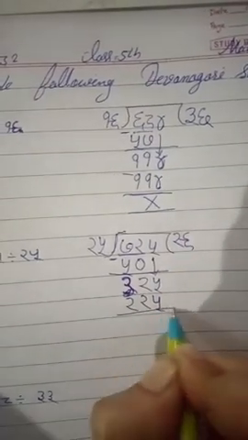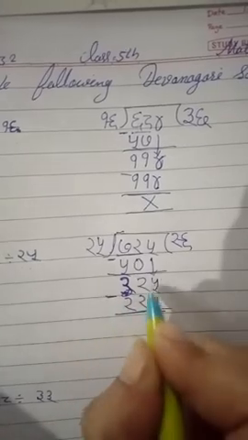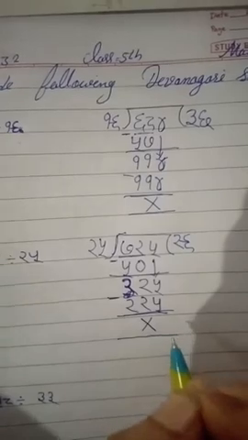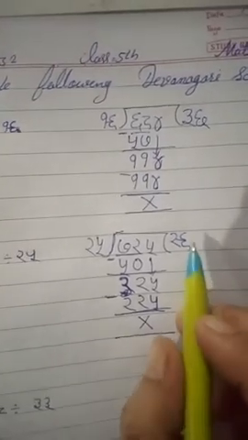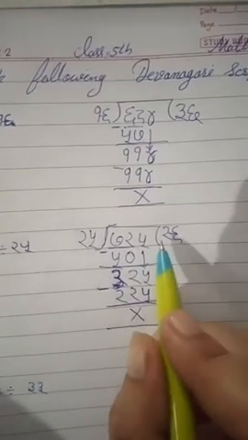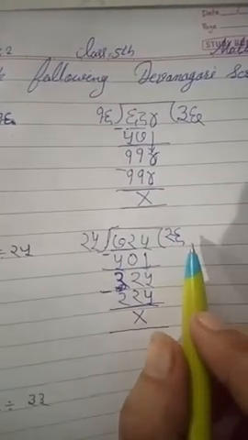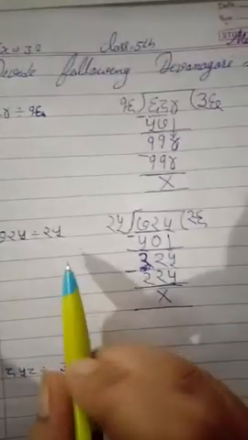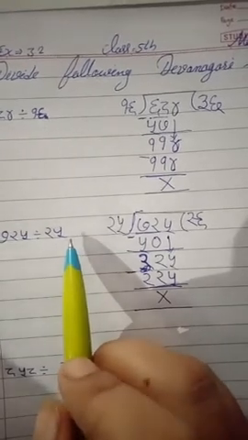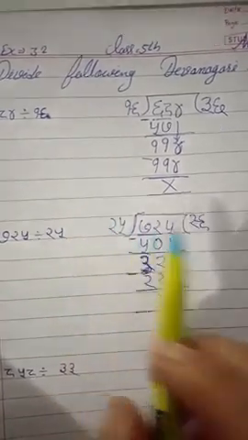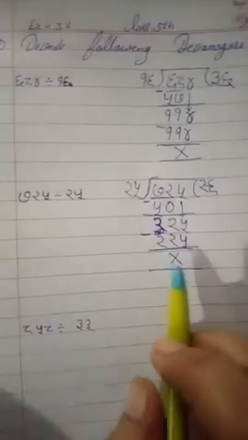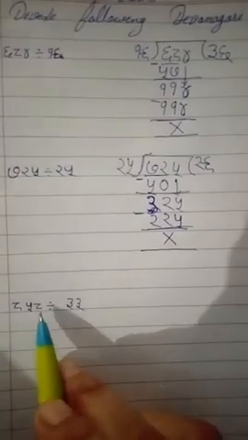Then subtract the numbers. Both numbers are the same, so the answer is 0. Again the remainder is 0 and the quotient is 29. We can say that 725 divided by 25 is 29 times. Okay, complete question 2. Next question, question 3.